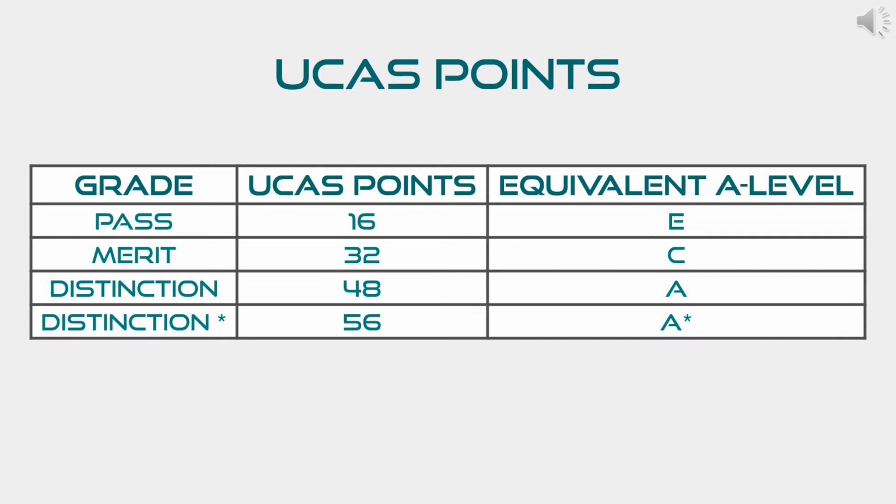A merit on this qualification is equivalent to a C at A-level and is worth 32 UCAS points. A distinction on this qualification is equivalent to an A at A-level and is worth 48 UCAS points. And finally, a distinction star is equivalent to an A star at A-level and is worth 56 UCAS points.